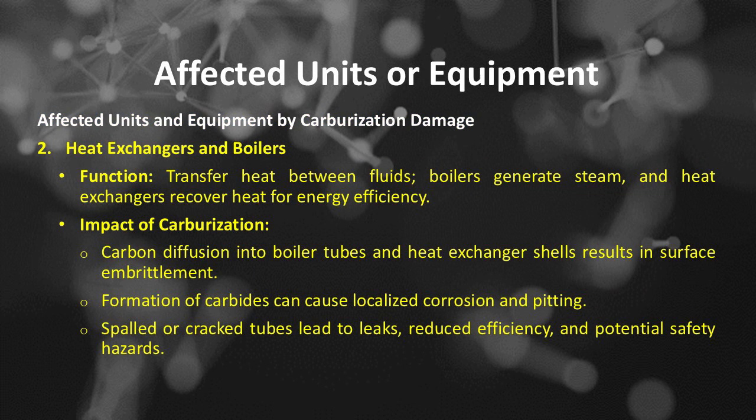Number 2 is heat exchangers and boilers. Function: transfer heat between fluids. Boilers generate steam, and heat exchangers recover heat for energy efficiency. Impact of carburization: carbon diffusion into boiler tubes and heat exchanger shells results in surface embrittlement. Formation of carbides can cause localized corrosion and pitting. Spalled or cracked tubes lead to leaks, reduced efficiency, and potential safety hazards.